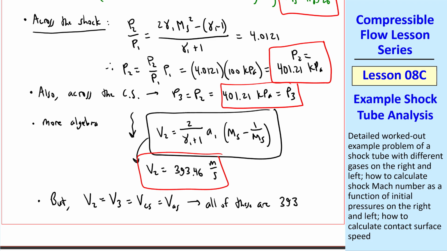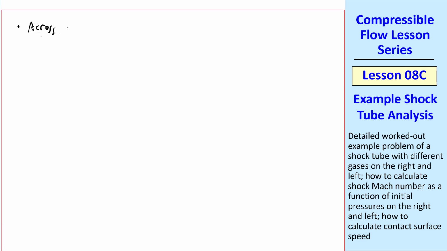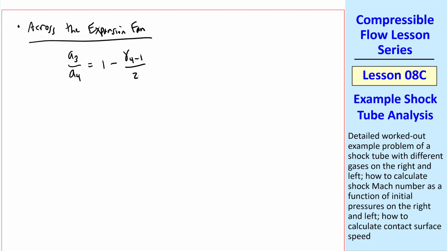So all of these are 393.46 meters per second. Now let's calculate things across the expansion fan. Recall from a previous lesson that a3 over a4 is 1 minus (gamma 4 minus 1) over 2 times V3 over a4. Noting that we're using properties of gas 4 here, since the expansion fan goes between regions 3 and 4, which are both in gas 4.